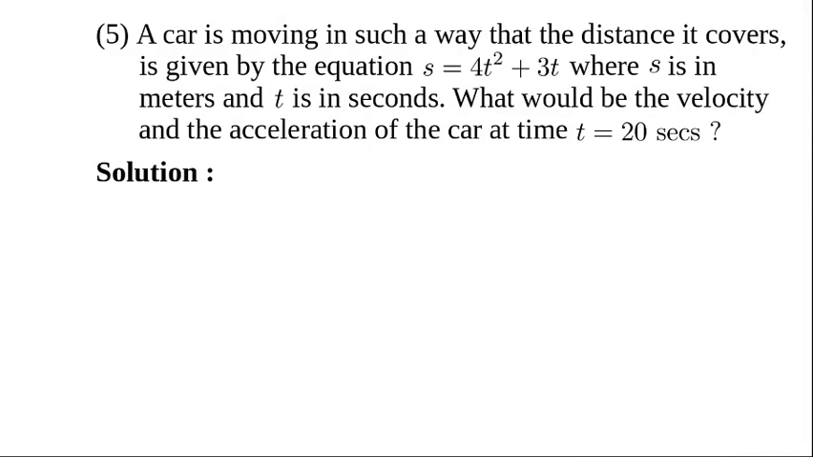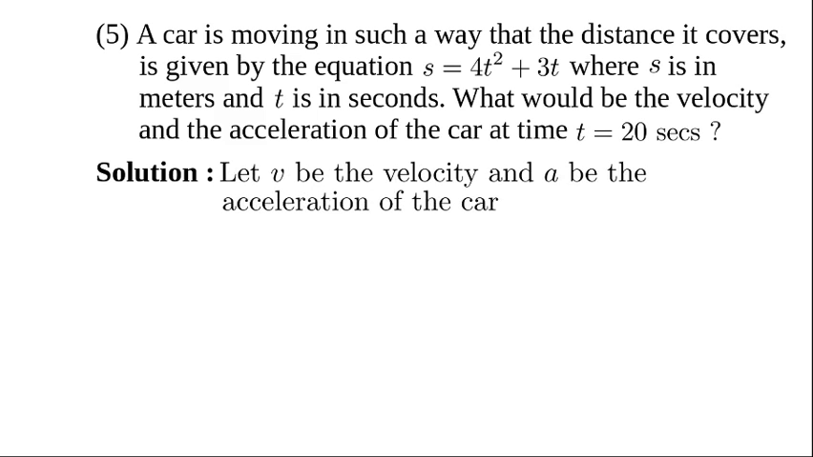A car is moving in such a way that the distance it covers is given by s equal to 4t square plus 3t, where s is in meters and t is in seconds. What would be the velocity and the acceleration of the car when t equal to 20 seconds? That means after t equal to 20 seconds. Let v be the velocity and a be the acceleration of the car, and we are given the displacement of the car is given by s equal to 4t square plus 3t.